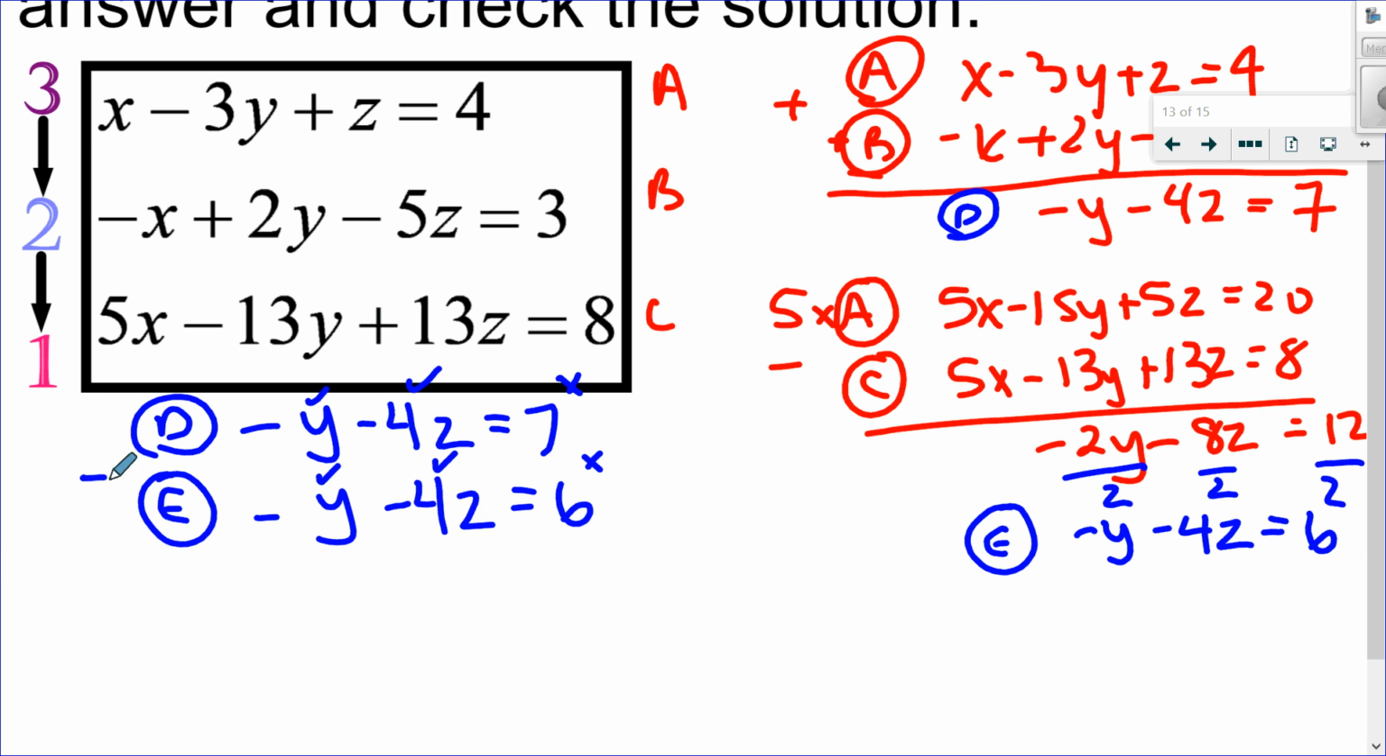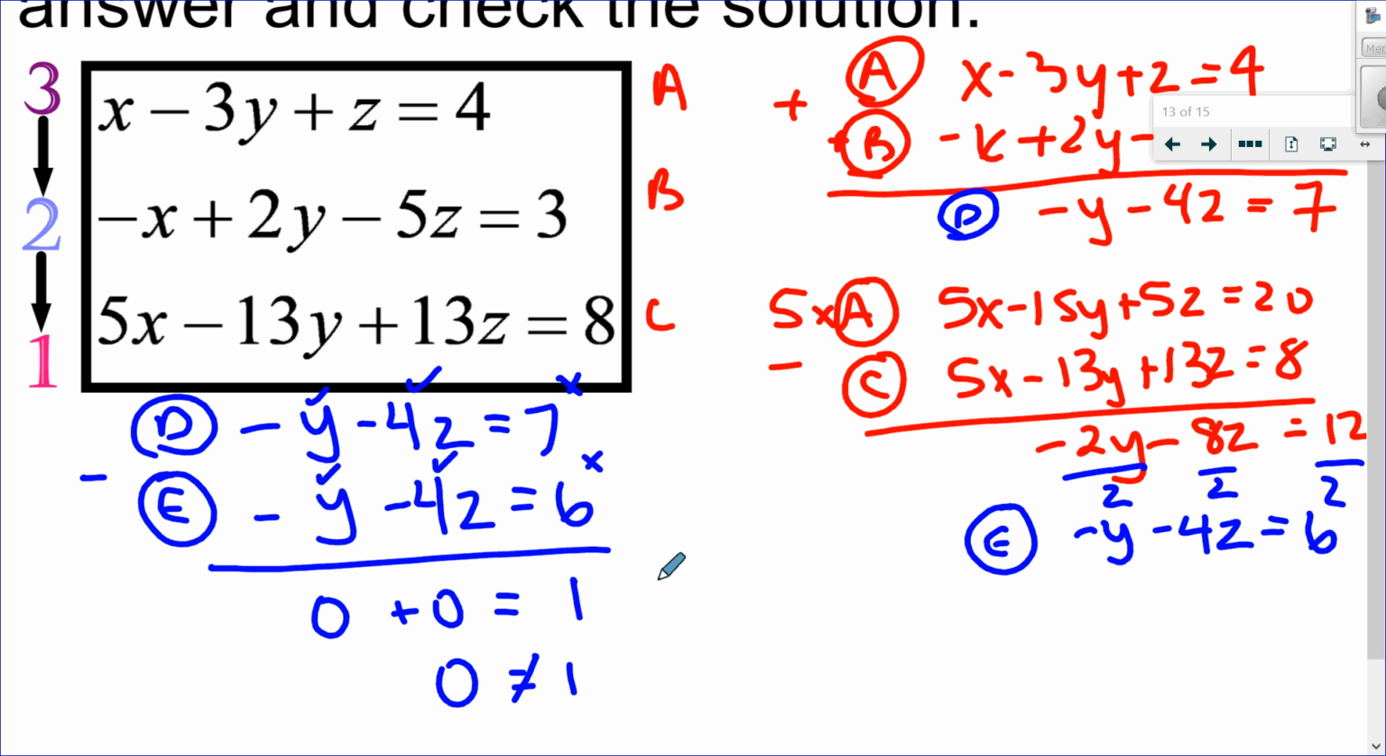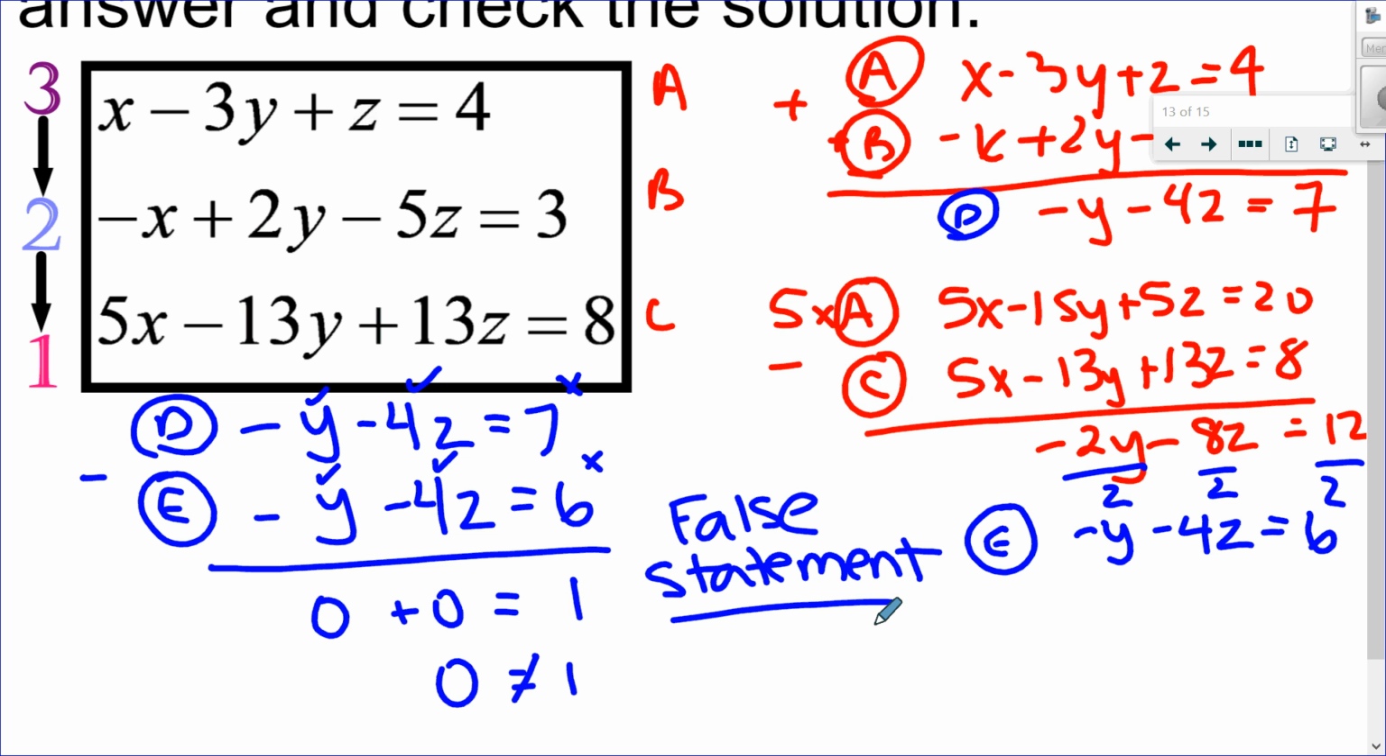So I'm going to subtract these. Negative y take away negative y is 0, it's gone. Negative 4z take away negative 4z is 0, it's also gone. 7 take away 6 is 1. So I end up with a statement with no variables: 0 equals 1. Is that true? Does 0 equal 1? Hopefully you're saying no. So I end up with a statement that is always false. If I end up with a false statement, that tells me I have no solution. Two of the planes might intersect, but all 3 for sure don't intersect.